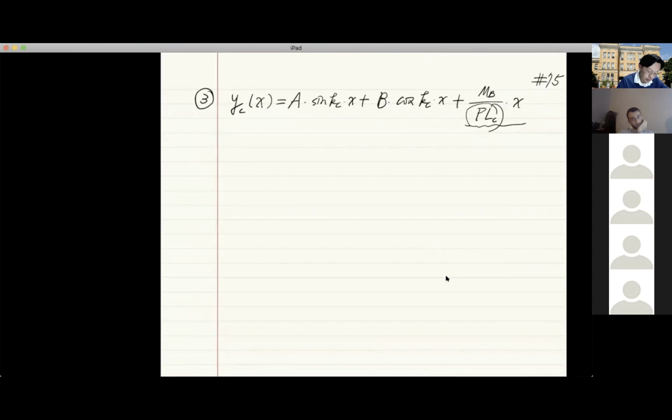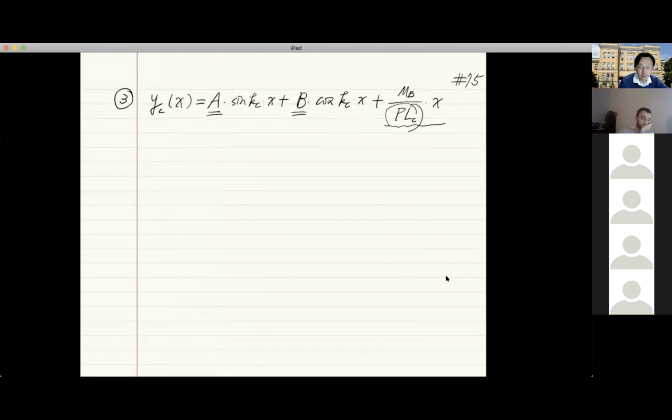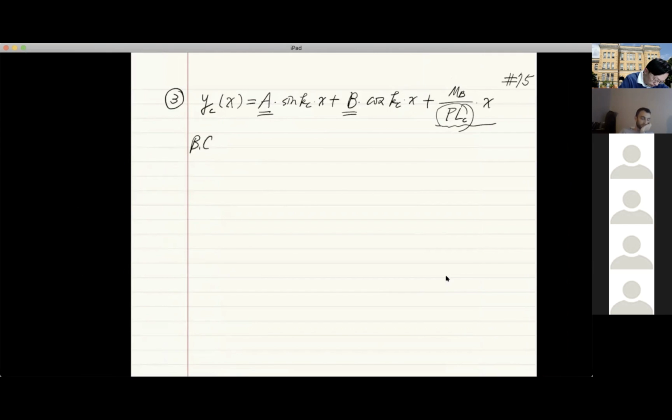Okay. Now, what we need to do is just to determine these coefficients, A and B. How do you do that? Boundary conditions. From the boundary conditions, we know that when x is 0, there's no deflection. That's because it's a hinge support. So Yc at x equals 0 is 0. And also because there's no sway, when Yc is at the support at joint B, there's also no horizontal deflection. That means Yc at Lc must also be 0.